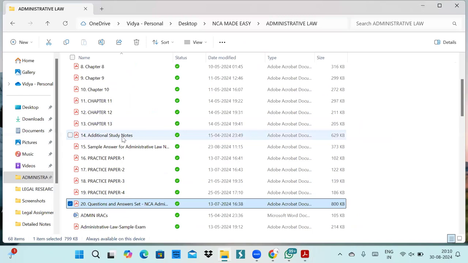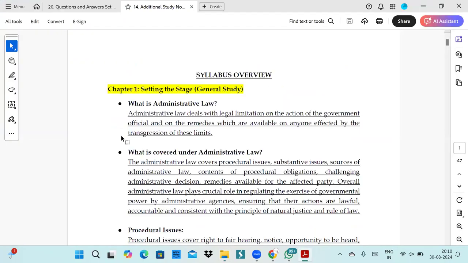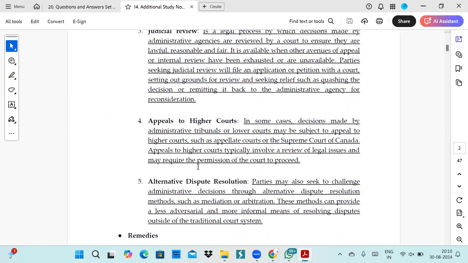Let me open these additional notes I shared. This is where this file will help you.